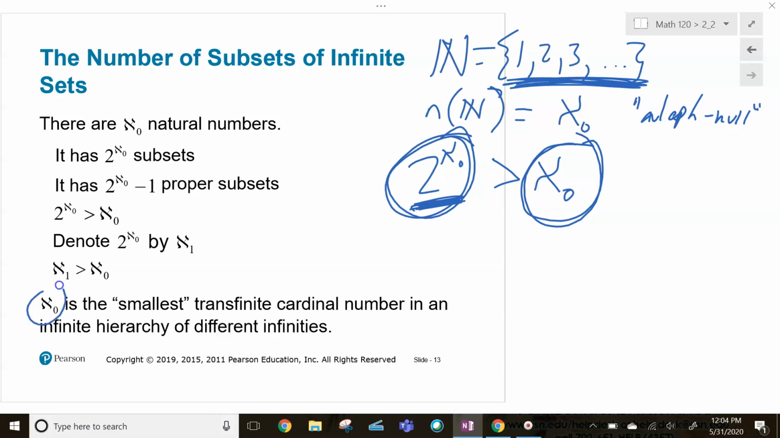So Aleph Null is referred to as the smallest transfinite cardinal number in this hierarchy of different infinities. Okay, and transfinite just means beyond or surpassing the finite. Right? So Aleph Null is the smallest infinite cardinal number, the smallest of the infinities, if you will. Okay, just something to think about, kind of interesting.